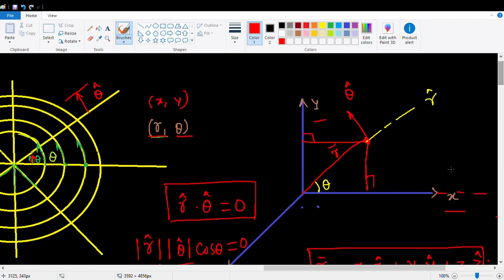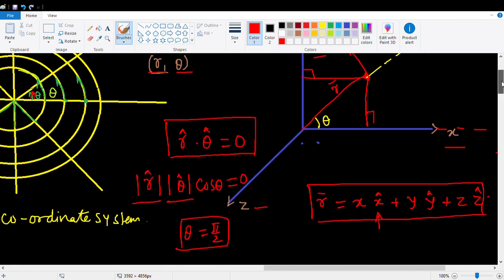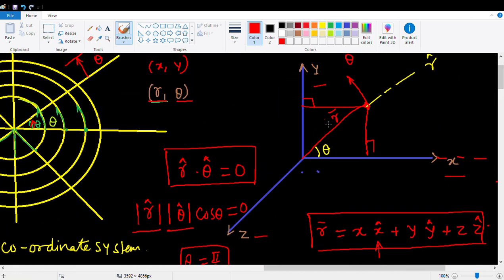In the Cartesian system you can remember that x dot y gives you 0. It means x hat dot y hat is going to give me 0. It means that they are mutually perpendicular to each other. The same goes for the polar coordinate system. Now how am I going to derive this? If you have this r vector, what is the projection of the r vector onto x?